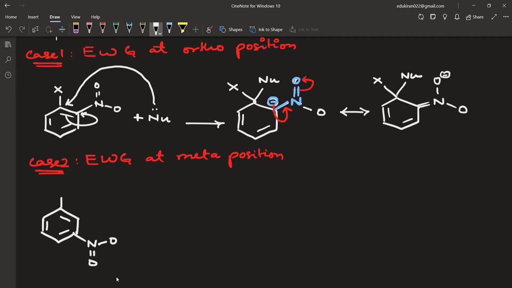Oxygen and halogen, plus we have a nucleophile. So the nucleophile with an electron is attacking this carbon atom. This pi bond is breaking and coming onto this carbon atom. This X and nucleophile will be on the same carbon atom. X, nucleophile. Here we will have a negative charge.